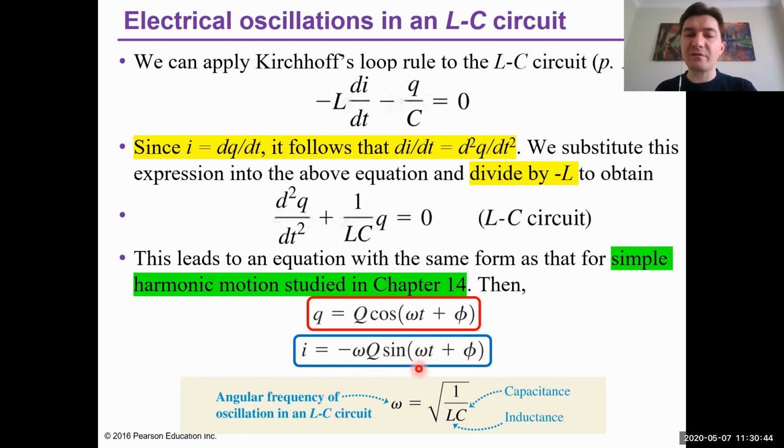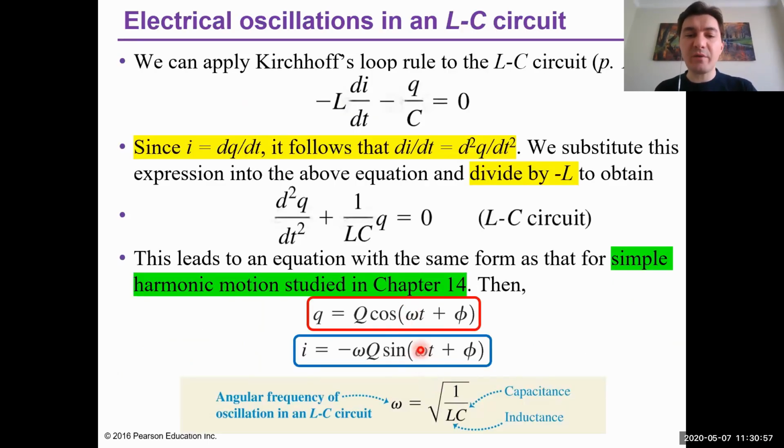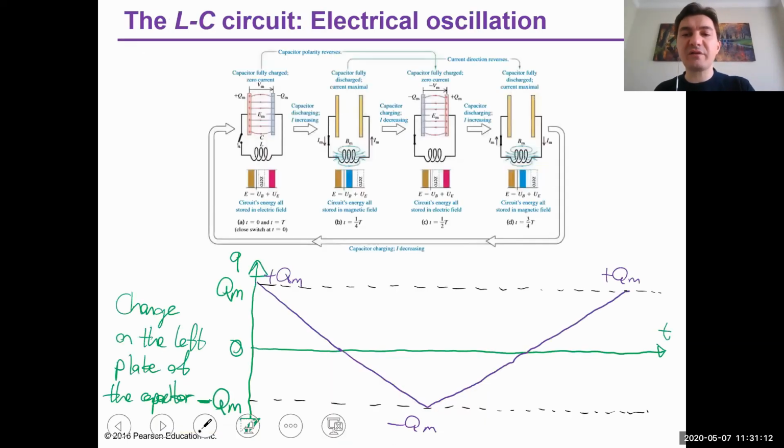Okay? So if you plot these two equations, you can get this one and this one. I will show you. So what we have here, what is this omega? Omega is given by 1 over LC to the power 1/2. This is the angular frequency of oscillation in an LC circuit.